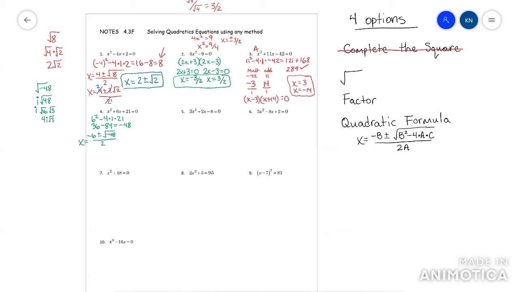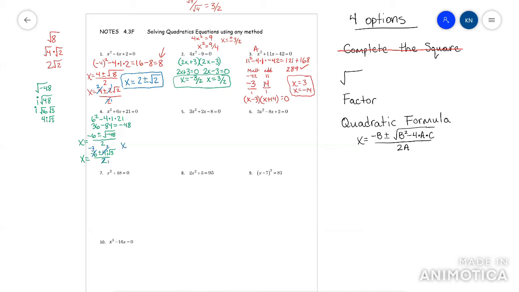So my answer is going to look like x equals -6 plus minus 4i root 3, and it's all over 2. And kind of like the previous one that we did up here, I have to reduce these numbers. So these are all divisible by 2.